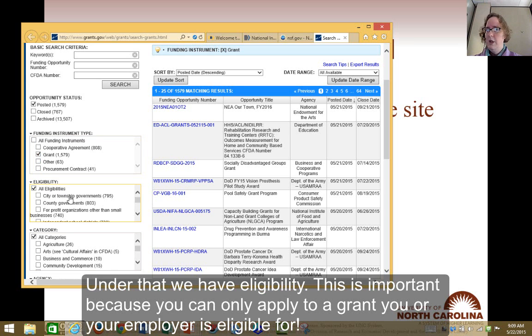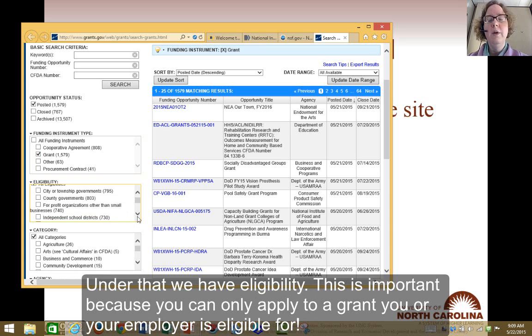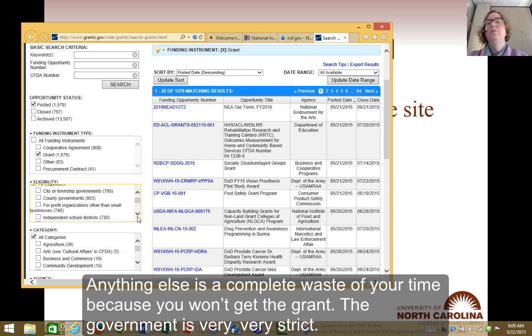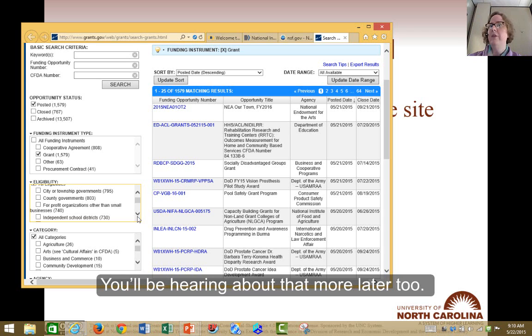Under that, we have eligibility. And this is an important one because you can only apply to a grant that you or your employer is qualified for, eligible for, I mean. Anything else is a complete waste of your time because you won't get the grant. The government is very, very strict. You'll be hearing about that more later too.